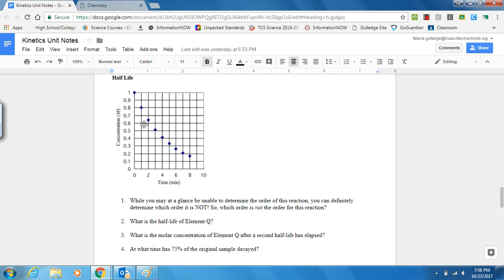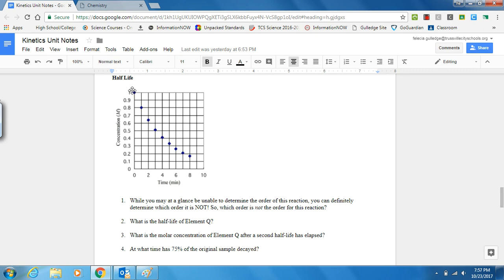So if we have a concentration versus time graph, we can determine the half-life. First, let's explain what half-life is. Half-life is the amount of time it takes for half of that substance to disappear. So we have our reactant decreasing in concentration over time, and we're trying to figure out how much time it takes for half of it to disappear. Pretty simple. All I have to do is look at this graph and figure it out.